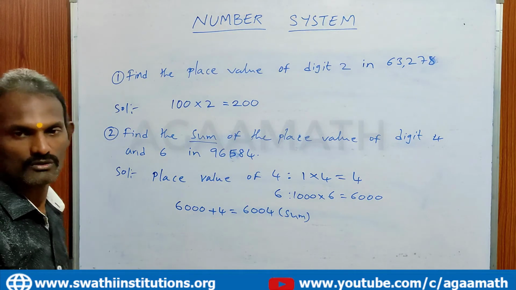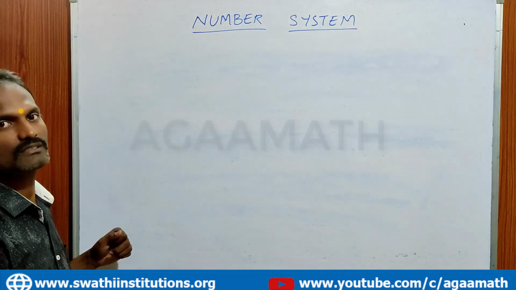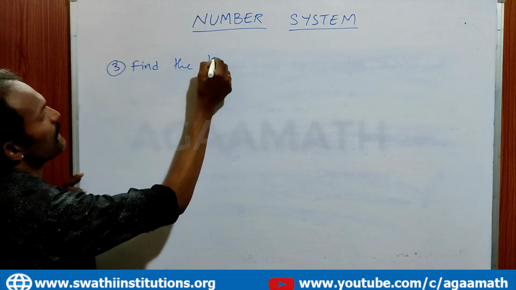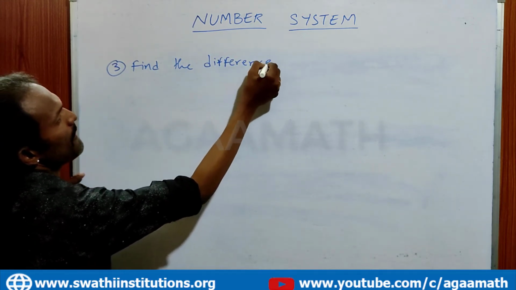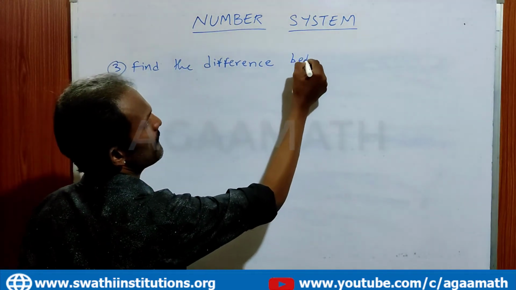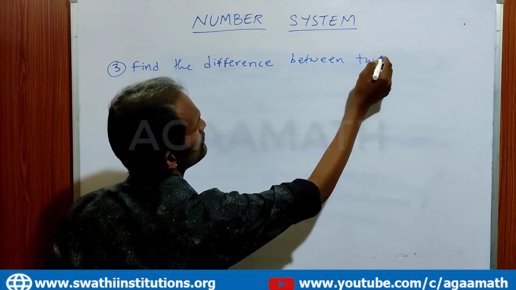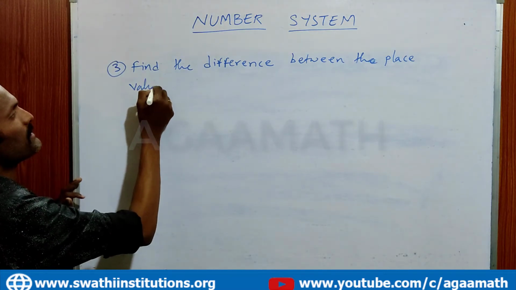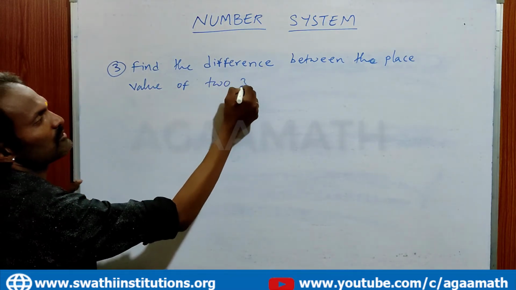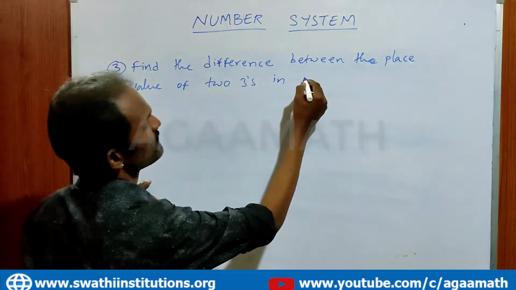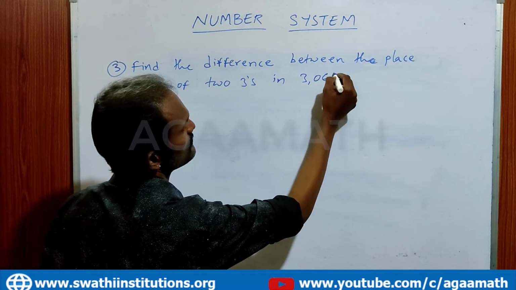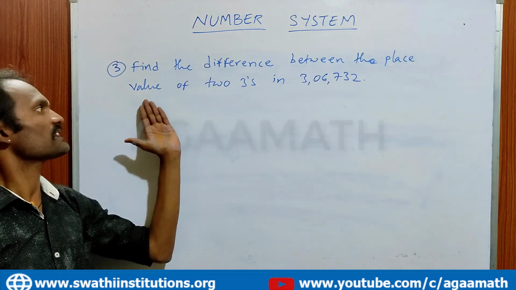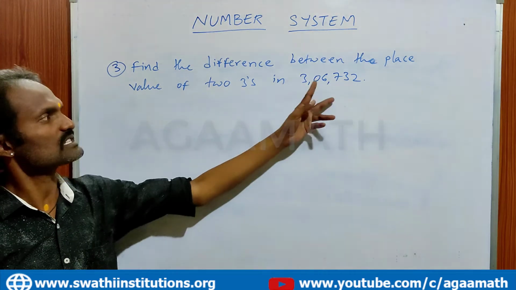Right? Let us come up with a few more examples. Now, question number 3. Find the difference between the place value of two 3s in this number. So find the difference between the place value of two 3s. So two 3s are in this.